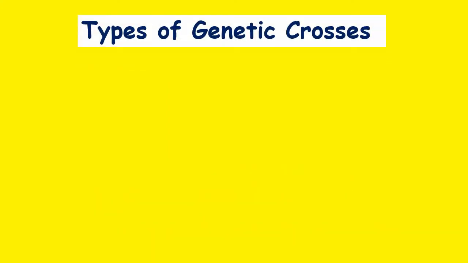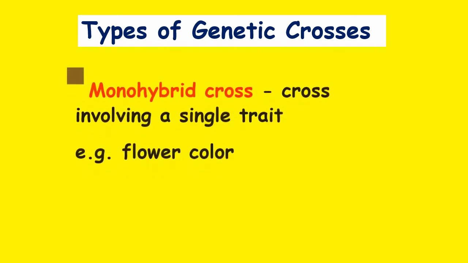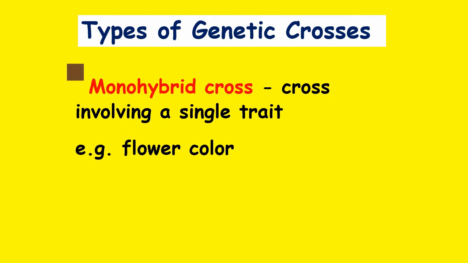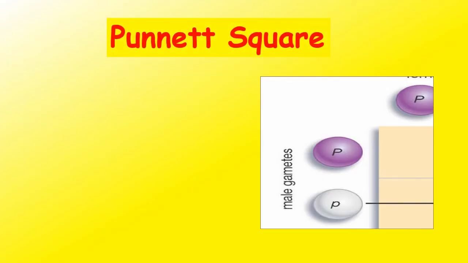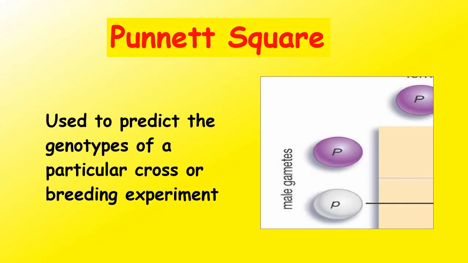Now there are 2 types of genetic crosses: the monohybrid cross and the dihybrid cross. So monohybrid crosses involve a single trait at a time, for example flower color. And dihybrid crosses involve 2 traits at a time, for example flower color and plant height. Now, what is a Punnett square? The Punnett square is a square diagram which is used to predict the genotypes of a particular cross or breeding experiment.